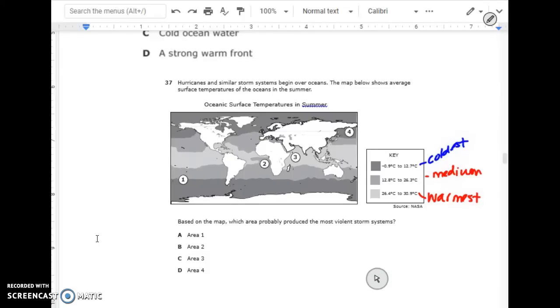Okay, so for ocean temperatures, we know that it needs to be at least 80 degrees. The warmer it is, the more moisture it holds. So we're looking for this light colored one, which is going to be number 3. Now that does make sense because that's right here. That's the equator. So that's where most of our hurricanes start, and then they can move up or down from there. Because we need at least 80 degrees or more, that's going to be right around the equator. So that is going to be area 3.